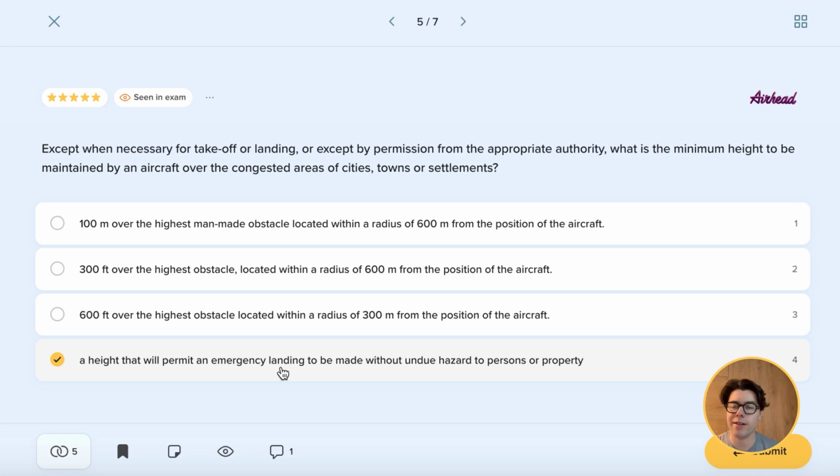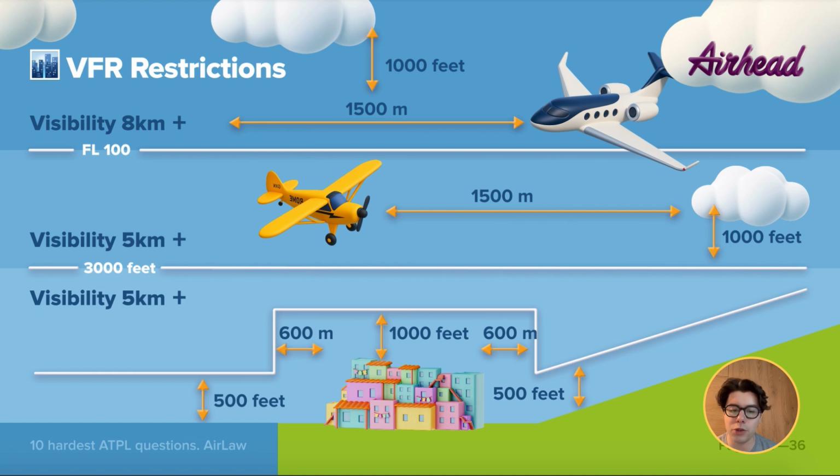So, of course, IFR flights are not permitted to fly outside of the IFR published routes or procedures unless vectored. However, the VFR flights have their own minima, which you need to maintain. So, of course, in order to stay legal, besides having a height that will permit an emergency landing, you also need to maintain those minimum VFR altitudes, because sometimes the minimum VFR altitude will not permit an emergency landing to be made without undue hazard to persons or property. In that case, you need to apply the more conservative altitude. And I'll show you the minimum altitude here.